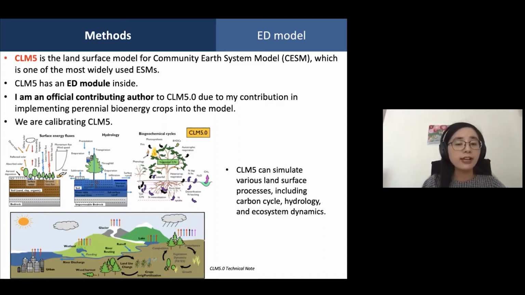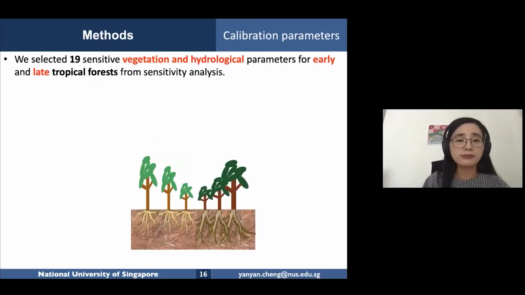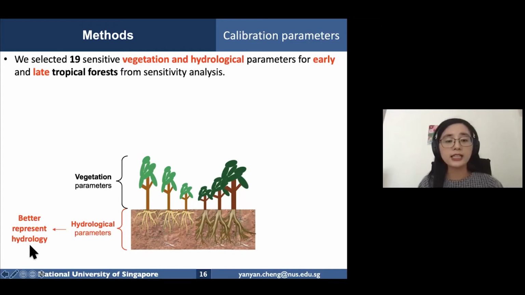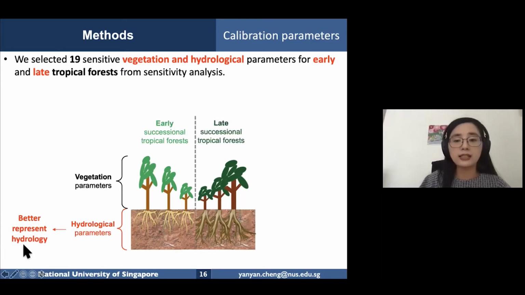For this study, we calibrate this CLM5 model. When I say calibrate, it means we adjust the values of the model parameters to match the real world observations. Here we select 19 sensitive parameters. We calibrate both the vegetation parameters and the hydrological parameters to better represent the role of hydrology, as I just mentioned earlier, which didn't get sufficient attention in earlier studies. And we also calibrate both the early and the late successional tropical forest, so we can better represent the tropical forest composition.